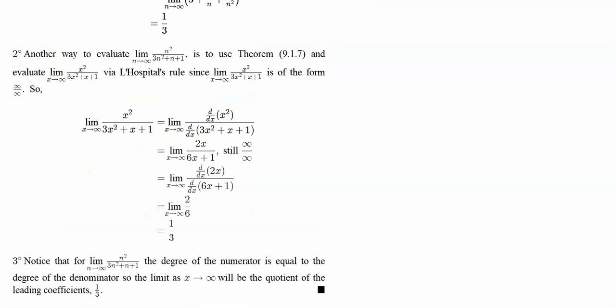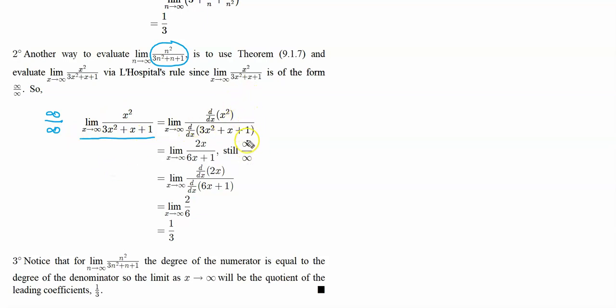Now another way to do this problem is to use Theorem 9.1.7, where we simply replace this with a function of x, where x is allowed to be any real number. And when we do that, we can use L'Hopital's rule. So you see right here we replace the n with an x, and now we can apply L'Hopital's rule because this limit is of the form infinity over infinity. As x goes to infinity, both the numerator and denominator go to infinity.